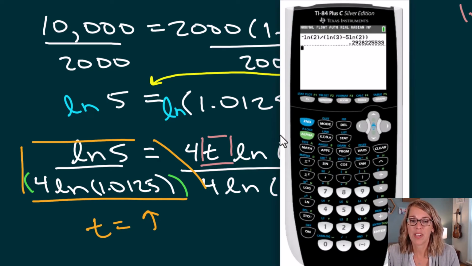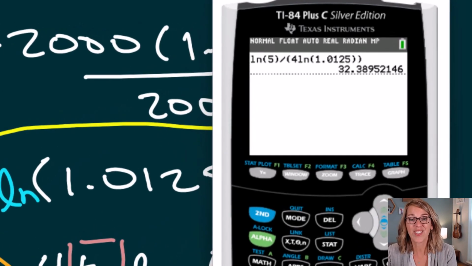I'm going to go ahead and clear what I had there. We're going to start with the natural log of 5 up in that numerator, and then divided by parentheses 4, natural log of 1.0125. Close our 2 parentheses, and we end up with about 32.39 years. You guys are doing so great.